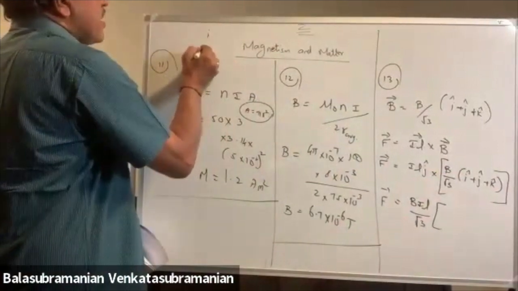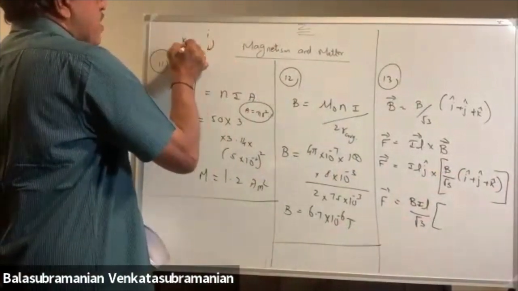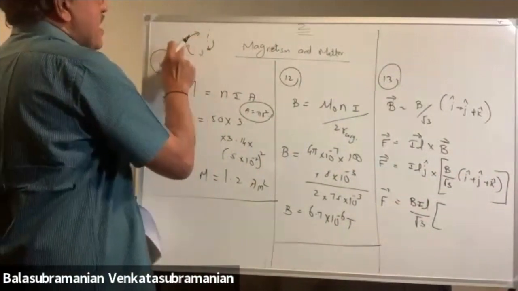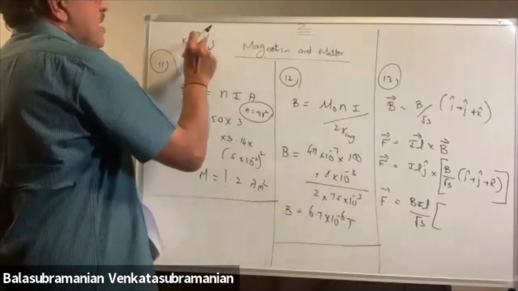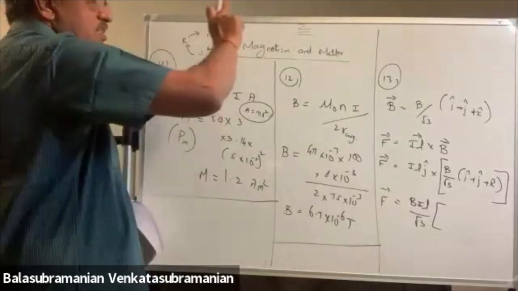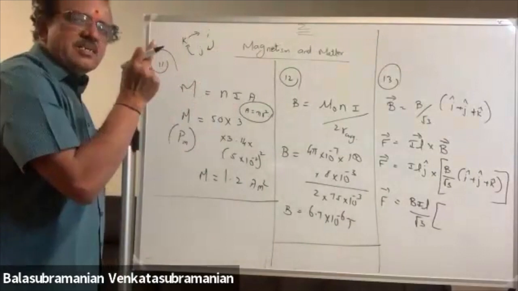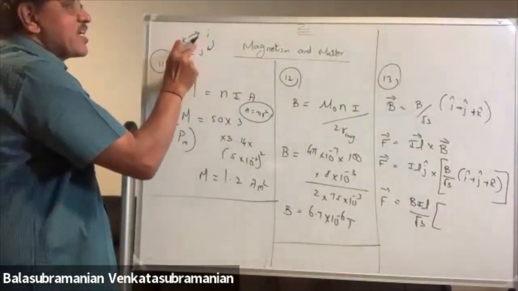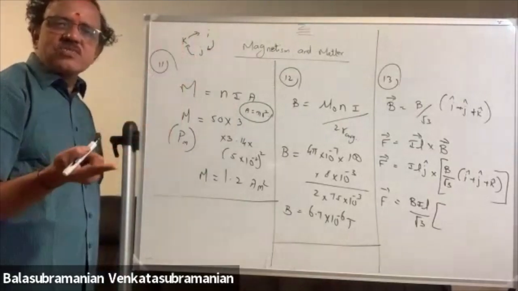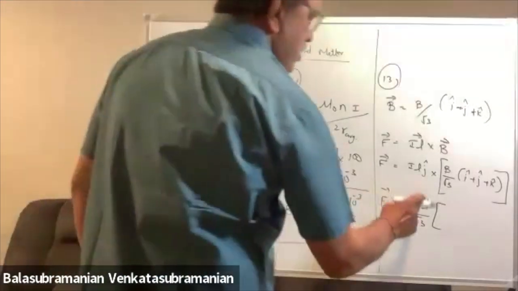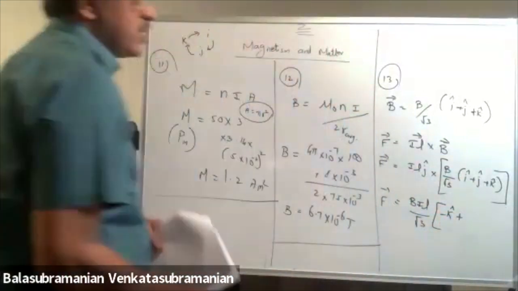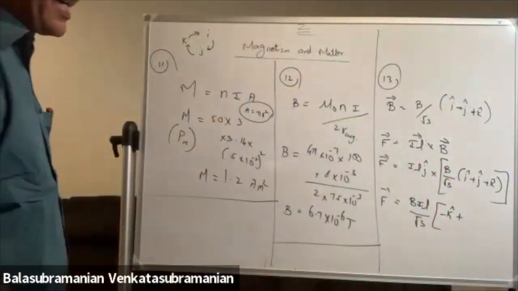I, J, K. J cross K means it is plus I. I cross J means it is plus K. K cross I means it is plus J. Because it is coming in the normal rotation. Here it is J cross I. That means you are skipping 1. When you are skipping 1 means it should put minus. So J cross I is minus K plus J cross J. J cross J is 0.